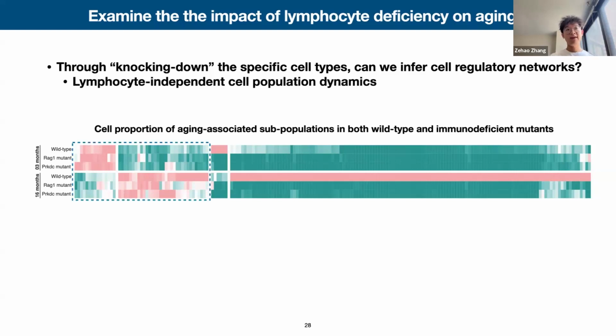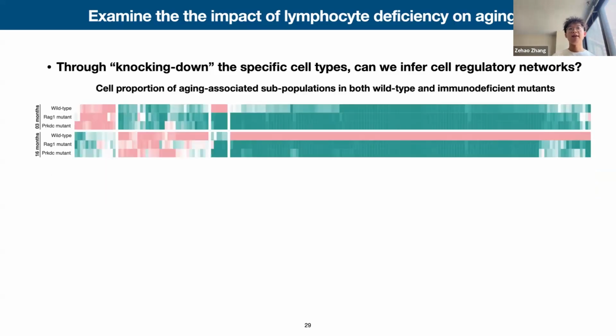As you can see in the first two groups, those cell population changes do not show any difference between the wild-type animals and immunodeficiency animals. We define those cells as lymphocyte-independent cell populations. And more interestingly, in the last two clusters, we see there is a difference of the cell population dynamics between the wild-type animals and the immunodeficiency mice.